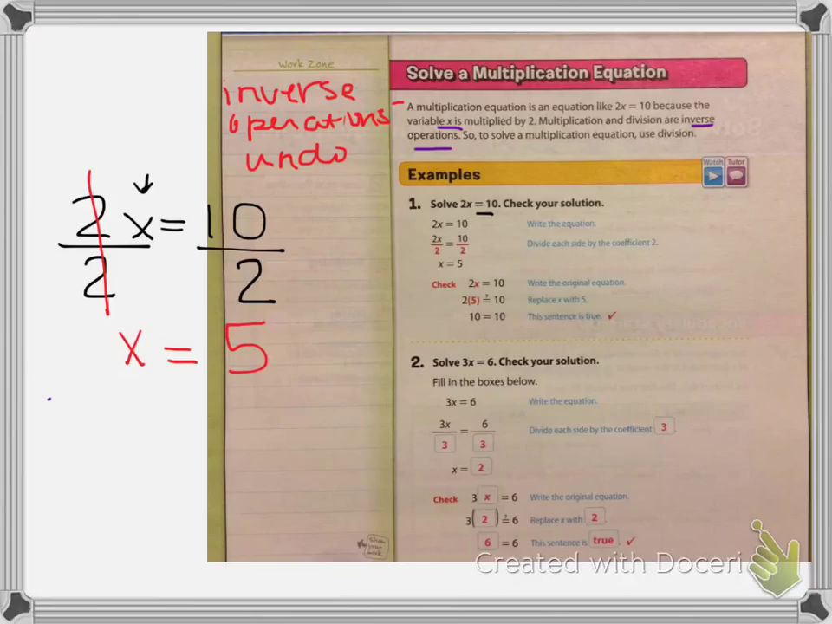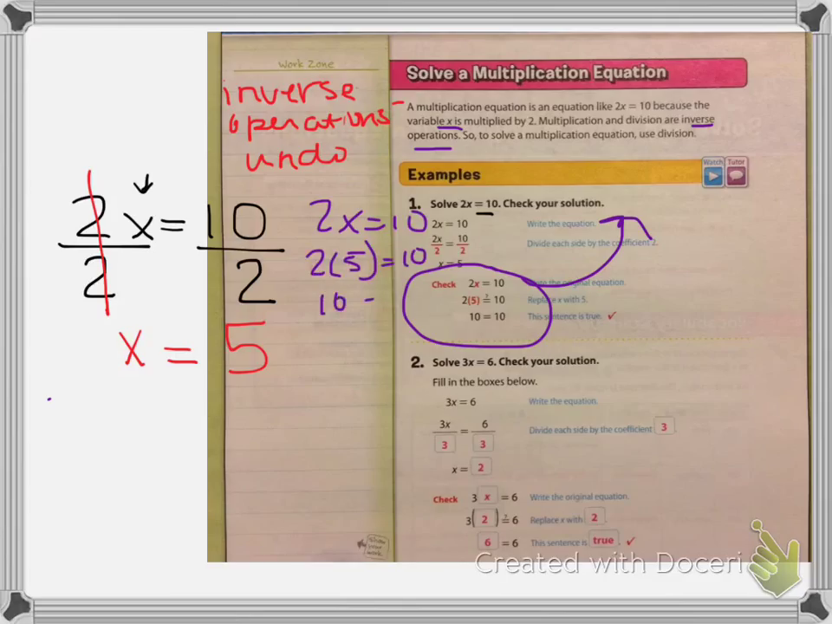So again, to check, I prefer that your check actually be moved up to the side, not underneath it. So the 2x equals 10, then you have 2 times 5 equals 10, and 10 is in fact equal to 10. So you have checked your problem. All right, so you have your original problem and you have your check. Let's go ahead and look at the next example.